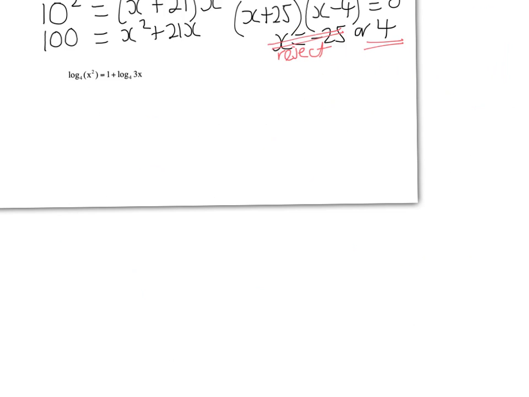Okay, I've moved him up a little bit because I was running out of space. So here comes my next one. The first thing I'm going to do is gather the logs on one side.